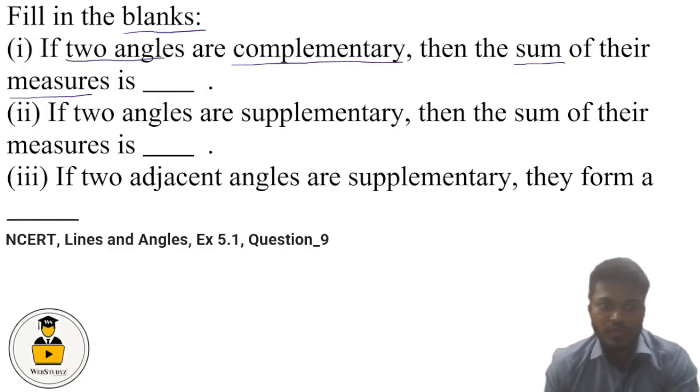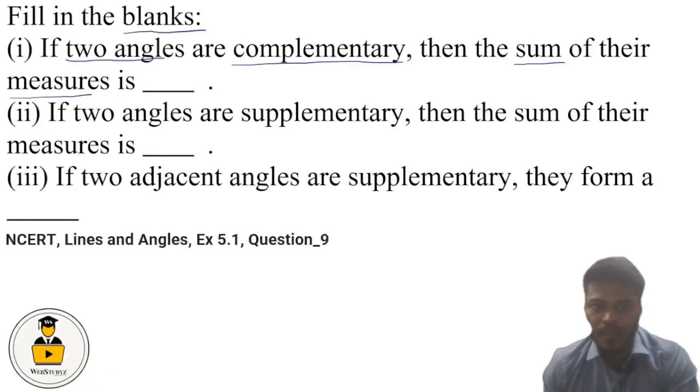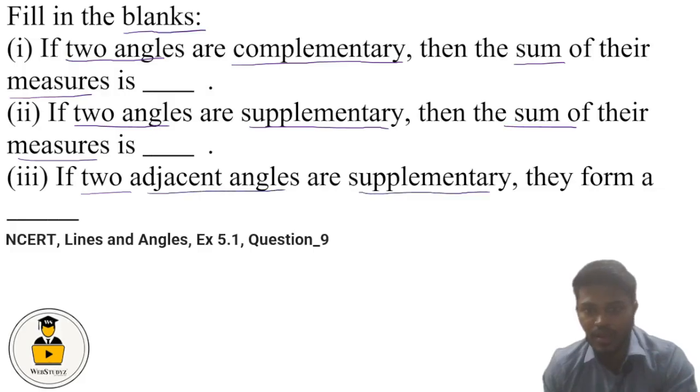The second question says that if two angles are supplementary, then the sum of their measure is dash. And the third is, if two adjacent angles are supplementary, then they form a dash. So let us first understand what we mean by complementary and supplementary angles.